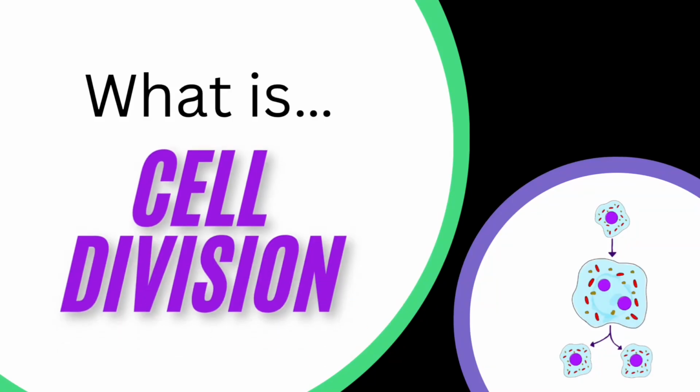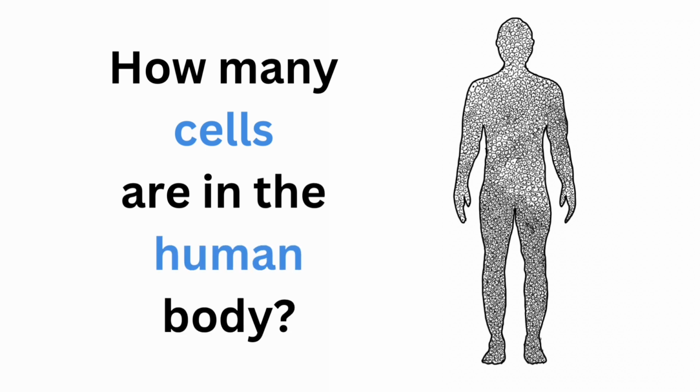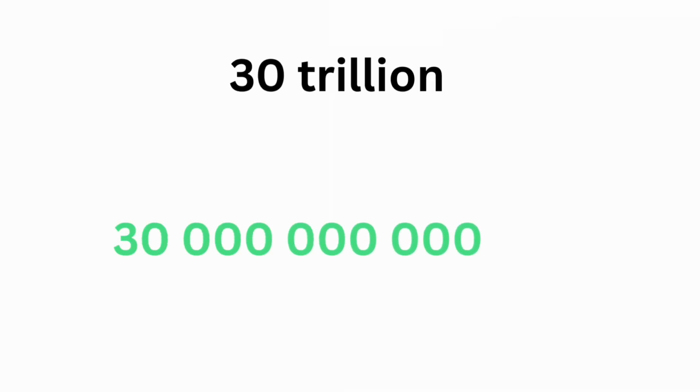In this video, I'm going to help you to understand how cells divide. Your body's made of cells. How many cells do you think are inside your body? When I just Googled it, Wikipedia said there are about 30 trillion. If you write 30 trillion in numbers, it looks like this. That is a lot of cells.